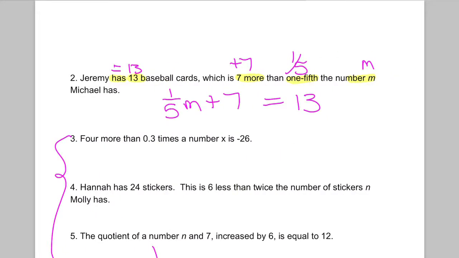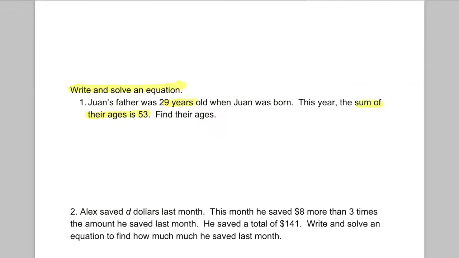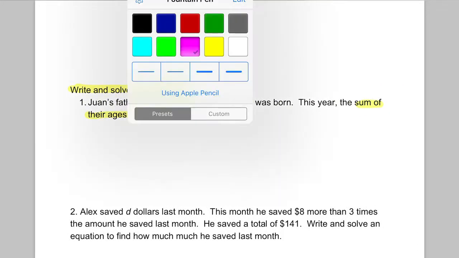Okay, it looks like I already did the work on this page. Jeremy has 13 baseball cards, so has is equal, which is 7 more, that's plus 7, 1/5 the number m. 1/5 the number m means to times it. So you would write 1/5 m plus 7 equals 13. These 3 will be on your note check, so please do your highlighting and label your parts of the sentence to write your equations.